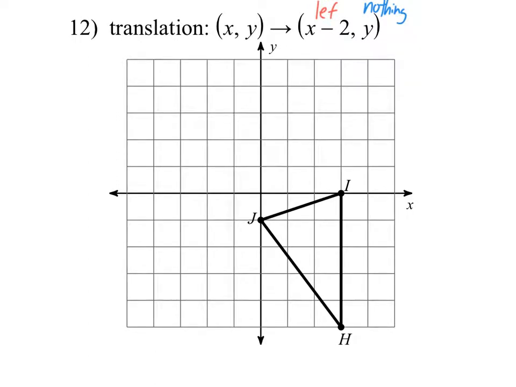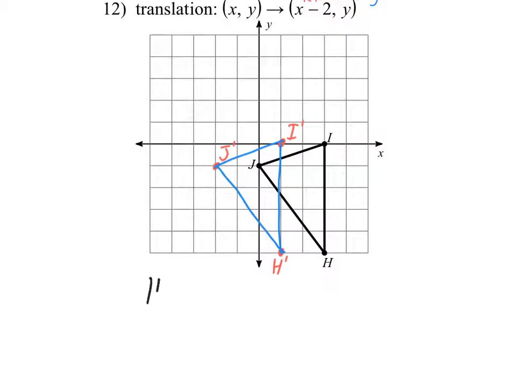So in fact, I'm not going to even draw lines this time around. I is going to go right here. That'll be I prime. J is going to go 2 to the left. That'll be J prime. H is going to go 2 to the left. That'll be H prime. Now I can just connect my dots. So there's 1, 2, and 3. So same exact picture, just 2 places to the left.